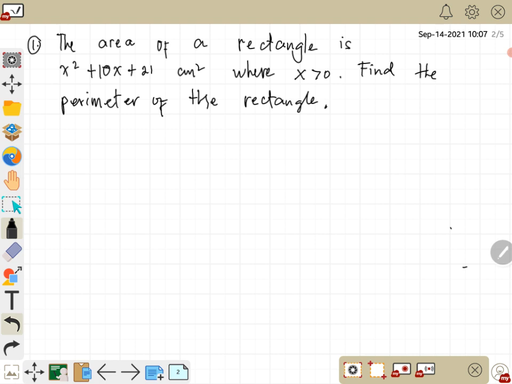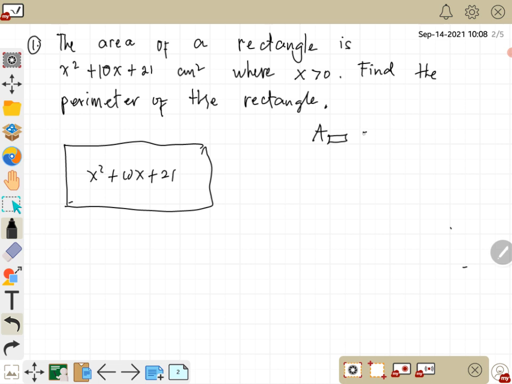Our first problem states that the area of a rectangle is x squared plus 10x plus 21 centimeters square, where x is positive, or greater than 0. Find the perimeter of the rectangle. So we learned that when we have a rectangle, the area is just the product of its length and width.